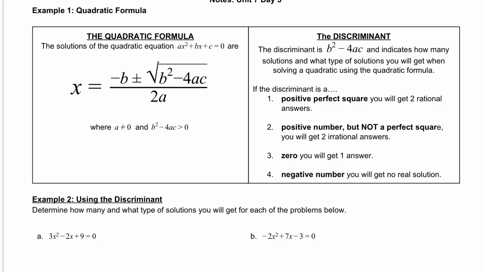And if your discriminant is equal to 0, you're only going to get one answer. If you have a negative discriminant, you're going to get no solution. Remember, you can't take the square root of a negative number, so therefore that would give us a no solution answer. So let's talk about the discriminant in the next example.